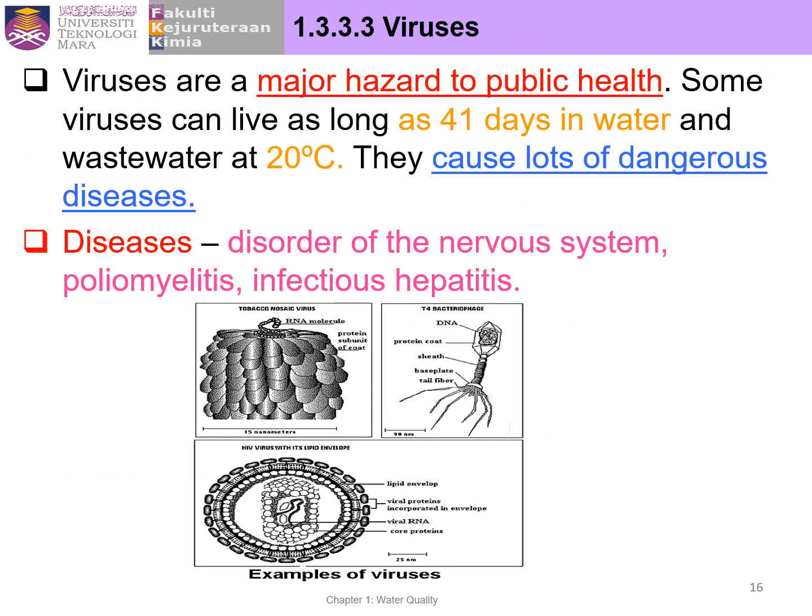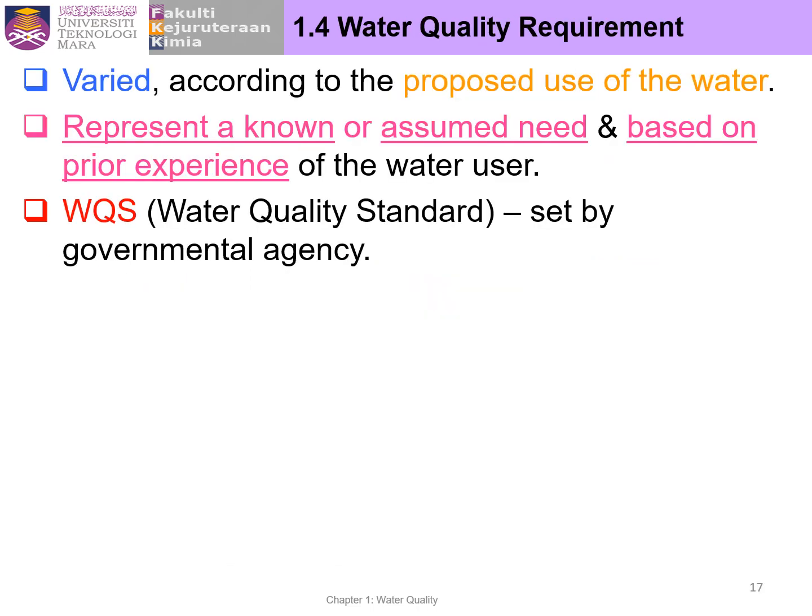Okay, viruses. All of us know viruses can be a major hazard to public health. Not all, but some of the viruses can live as long as 41 days in water at a temperature of 20 degrees C and can cause lots of dangerous diseases. For example, it can lead to disorders of the nervous system and also infectious hepatitis. Okay, so that finishes the biological parameters.